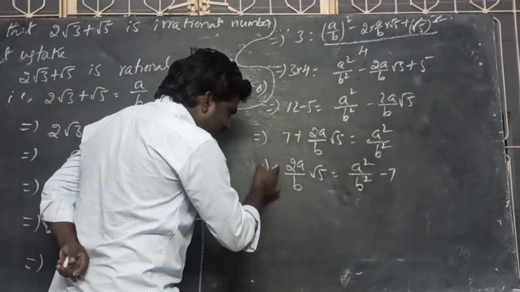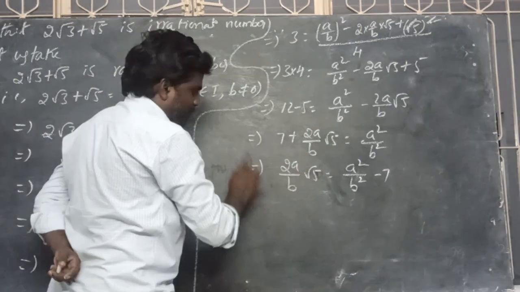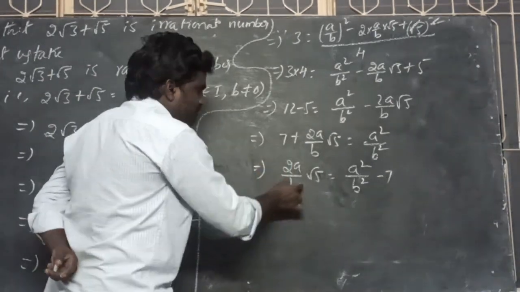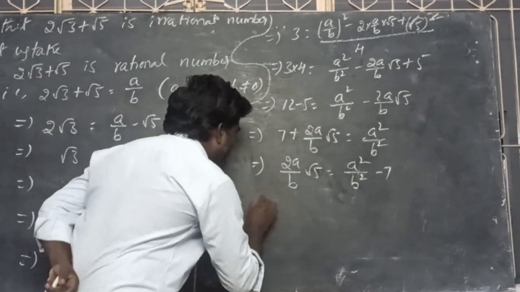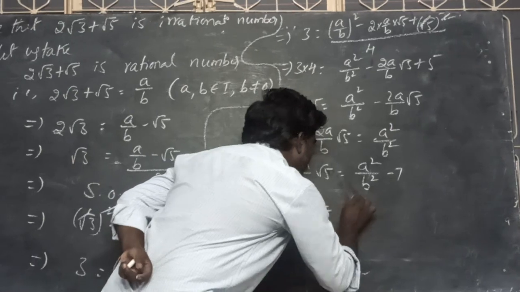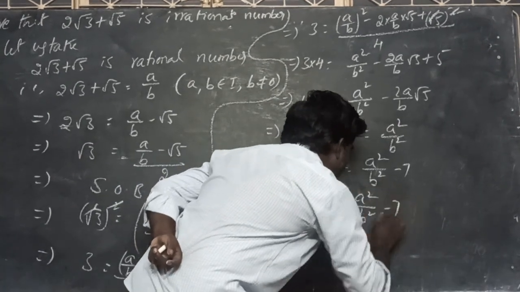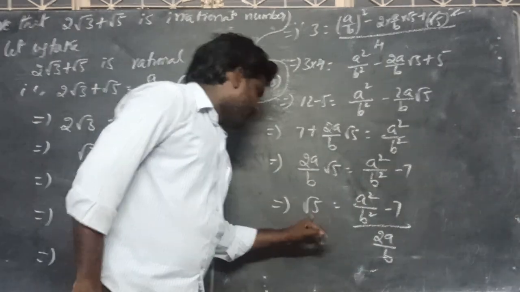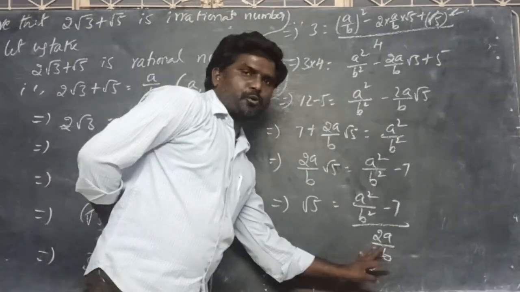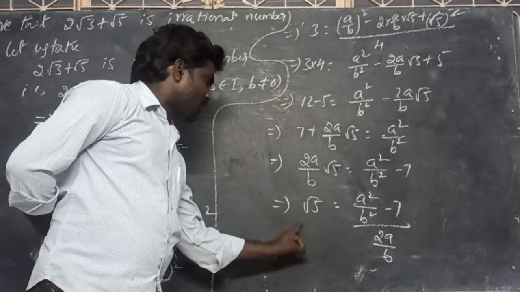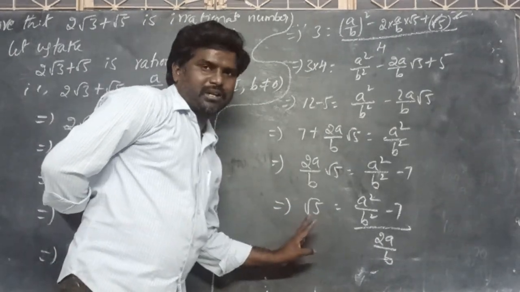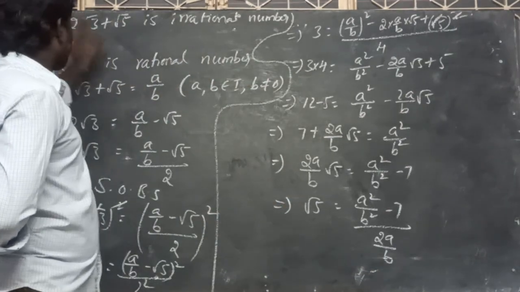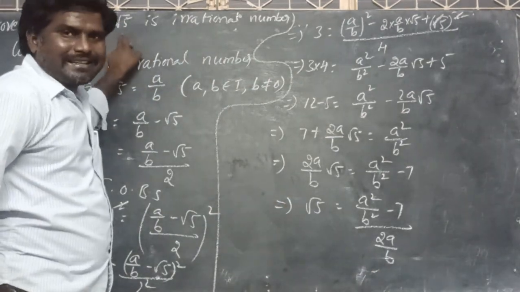Here this term is a single term. 2a by b is multiplied by root 5. This 2a by b here multiple, it is going to set up and divide. So root 5 is equal a square by b square minus 7 by 2a by b. When you observe here, root 5 is in the form of p by q. Okay, but root 5, we know that root 5 is an irrational number. So therefore our assumption is wrong. So therefore 2 root 3 plus root 5 is an irrational number.